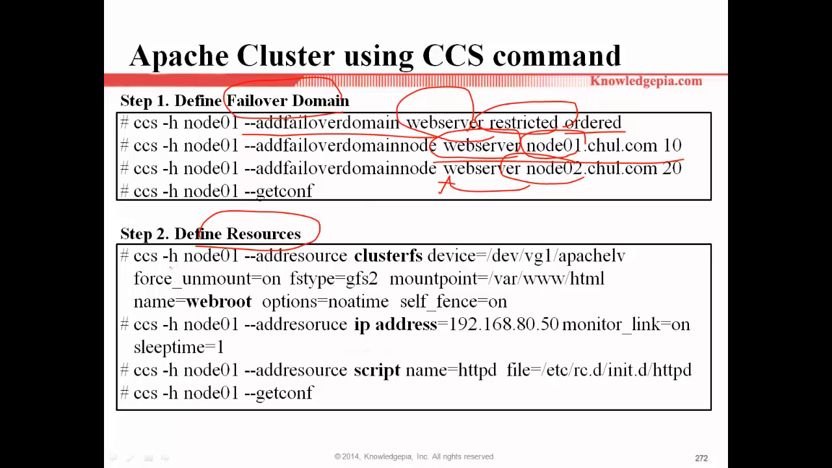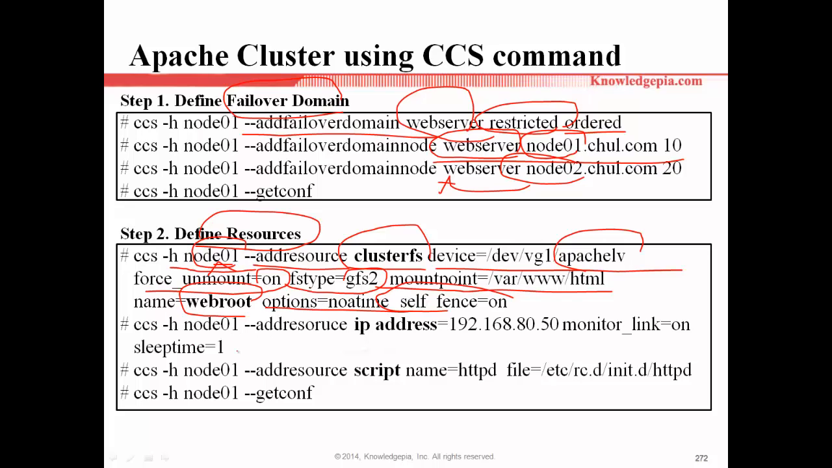So here, ccs -h node01. So all the configuration file will be saved to this cluster node. And after that, add the resource. So here, file system, in my case, the clusterfs. And the device, the vg_apache device name. And the force_unmount option. And file system type will be gfs2. And mount point /var/www/html. And the name, in my case, will be web root. And the options, noatime, self_fence on.